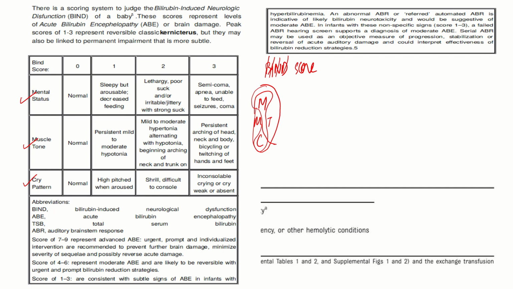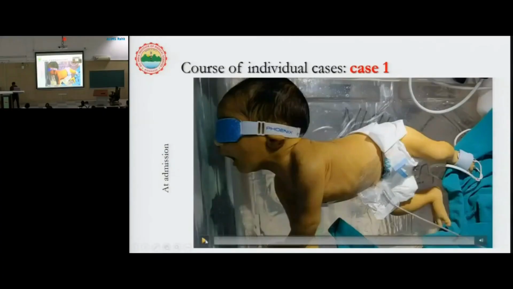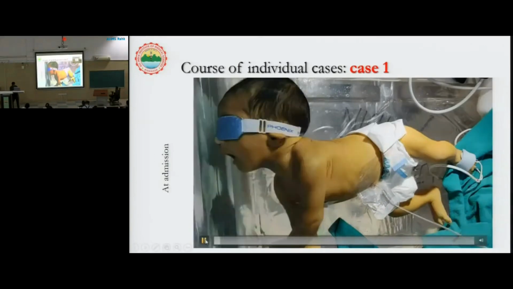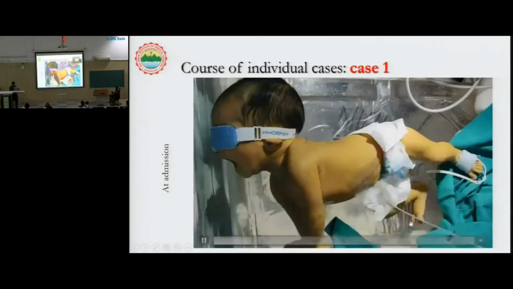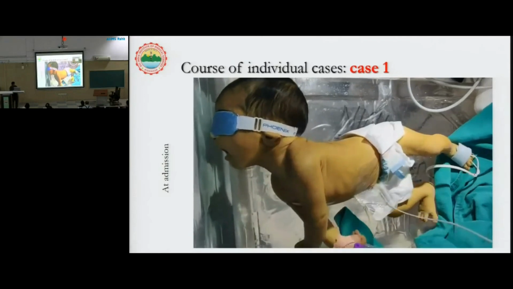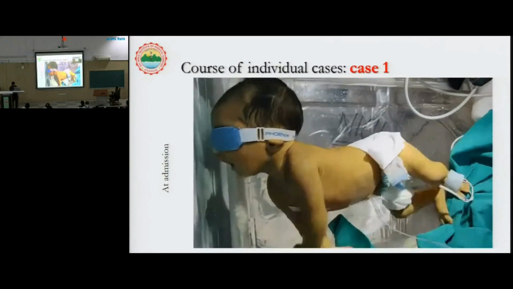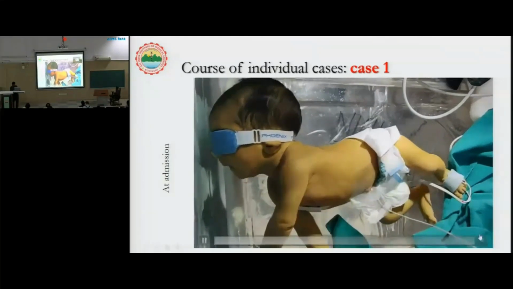So let's just watch a few videos. Later we'll come back to this particular slide. This was at admission of case 1. As you can see, this baby was deeply icteric up to the palms and soles, and the baby was having stereotypic movements. As you saw in this video, the child looks a little irritable and the cry was shrill and the child seems a little difficult to console.